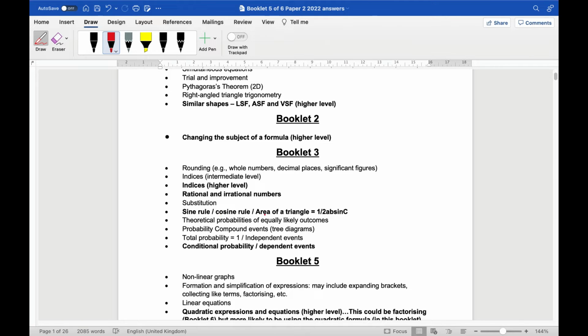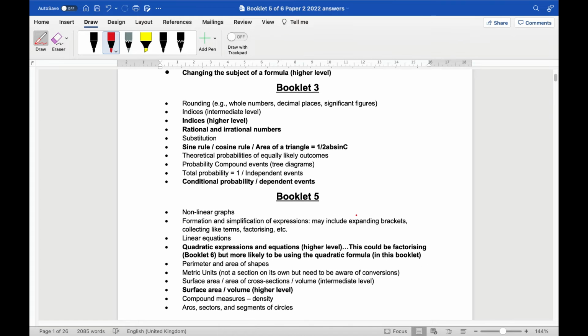It could be even linked to the area of a triangle in booklet 3, because you have to find the angle instead of the area. You're working backwards. You're having to rearrange the formula. So it might not be its own question, but it's worth revising just in case it is.